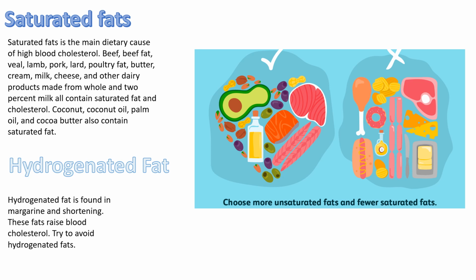So, saturated fats. Saturated fat is the main dietary cause of high blood cholesterol. Beef fat, veal, lamb, pork, lard, poultry fat, butter, cream, milk, cheese, and other dairy products made from whole and 2% milk all contain saturated fat and cholesterol. Coconut oil, palm oil, and coconut butter also contain saturated fats. Hydrogenated fat is found in margarine and shortening. These fats raise blood cholesterol. Try to avoid hydrogenated fats.